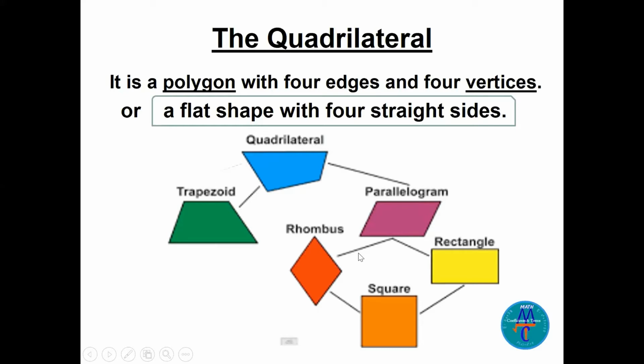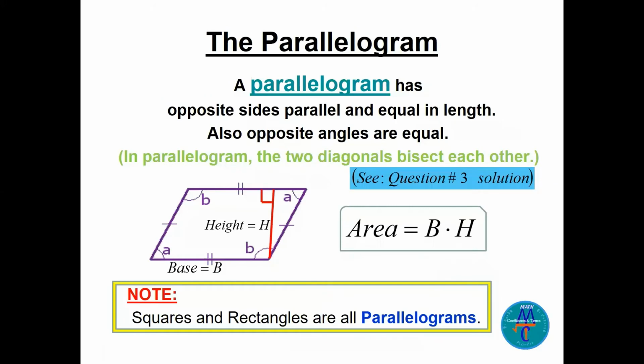Let's see each one. The parallelogram. Parallelogram, you can just read easily here. It has opposite sides parallel and equal in length. So this side here, you see 2 dashes here, 2 dashes. This side is parallel to this side, and they are equal also. This side is equal to this side, and also they are parallel.